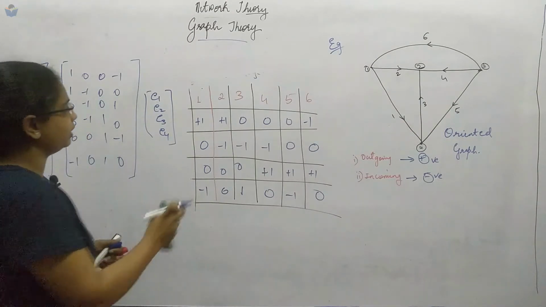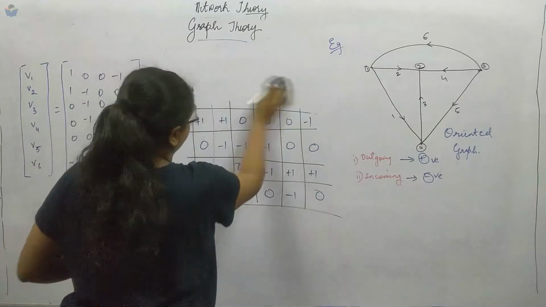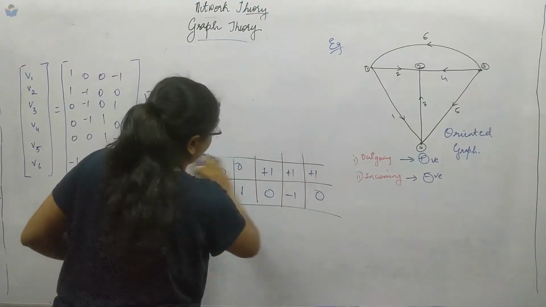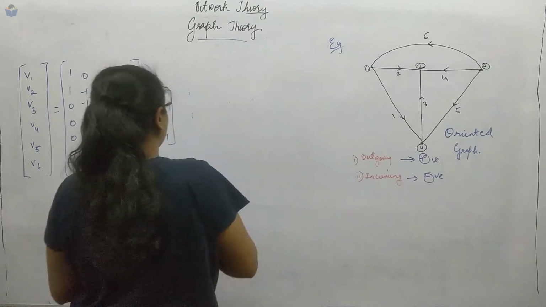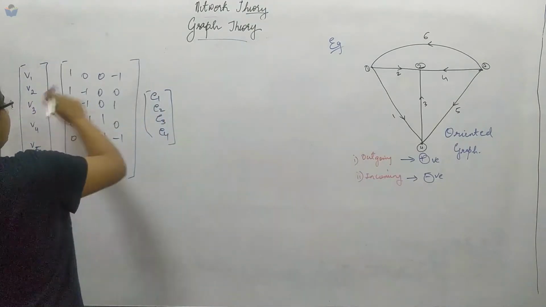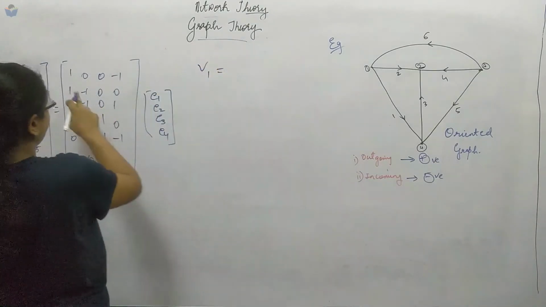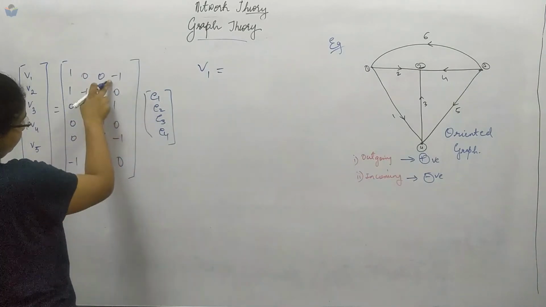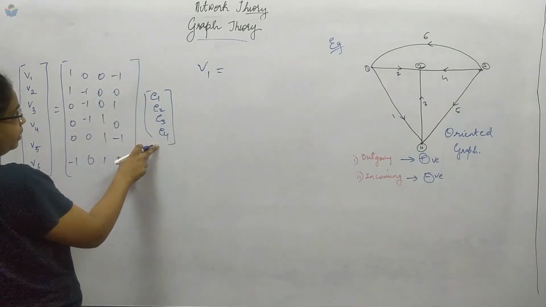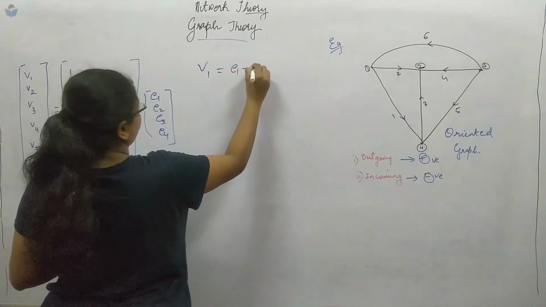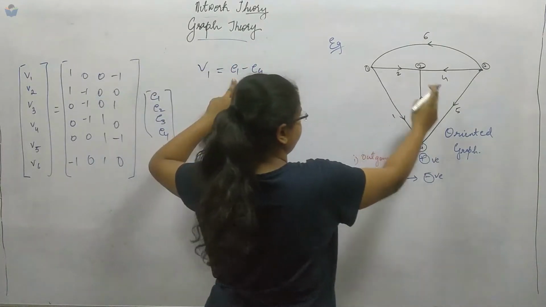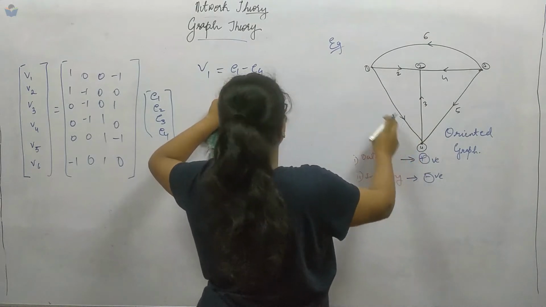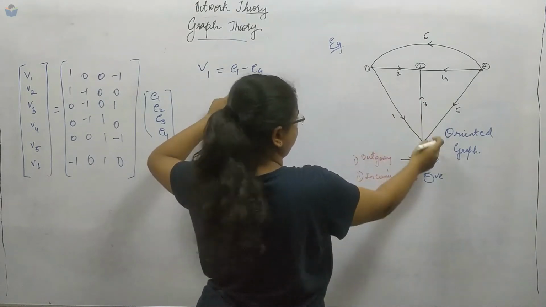Now you can write the equations. This is of no use now. How do you write the equations? You can get the branch voltages through the matrix. So first is V1. V1 equal to, see here, E1 minus E4. This is the multiplication, right? E1 minus E4. So E1 is over here. This is the node voltage E1 minus E4.